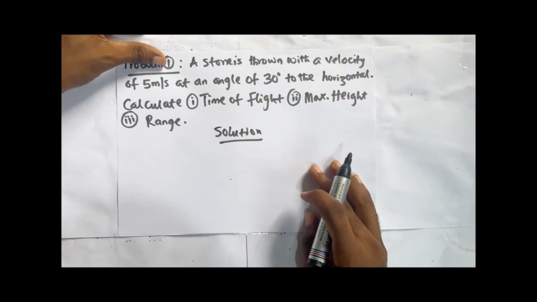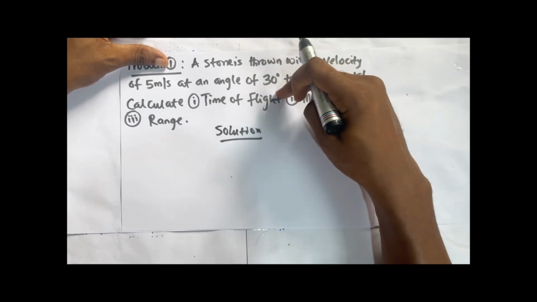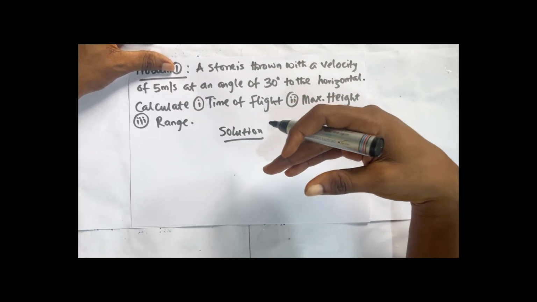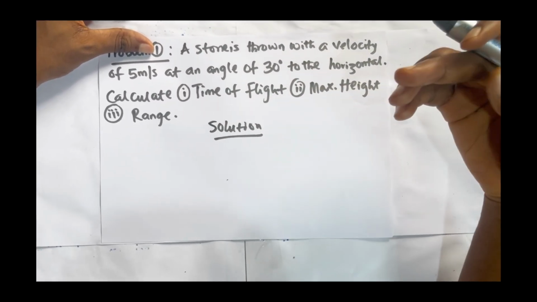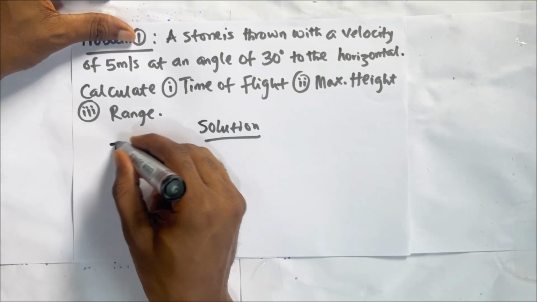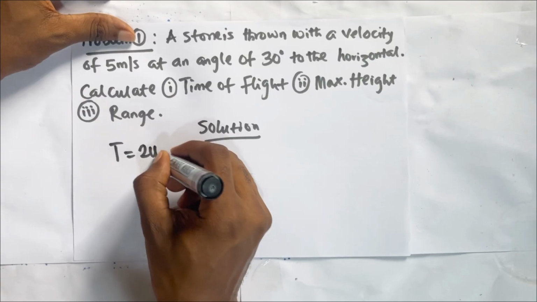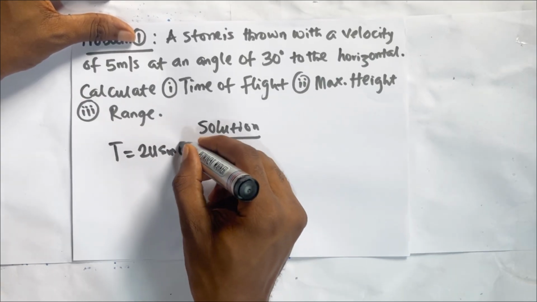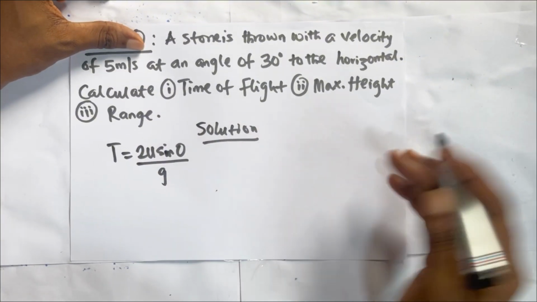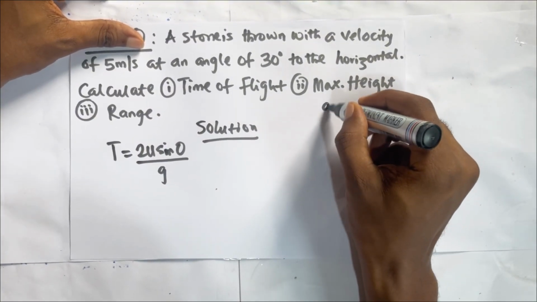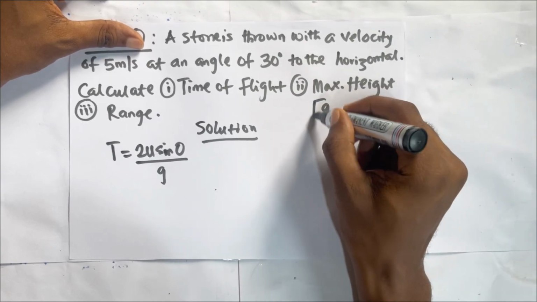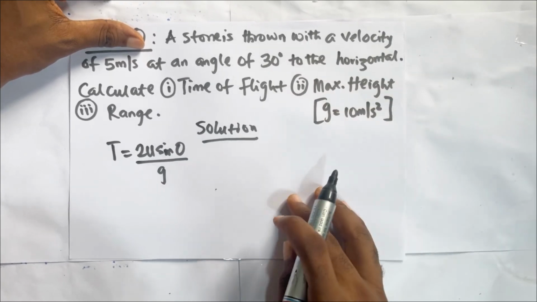Now, you already know the formula of time of flight, maximum height, and range. So what you do here is to apply these formulas to solve this problem. The time of flight is given as T is equal to 2u sine theta all over g. Now note, they say g is equal to 10 meters per second square. That was the hint given.